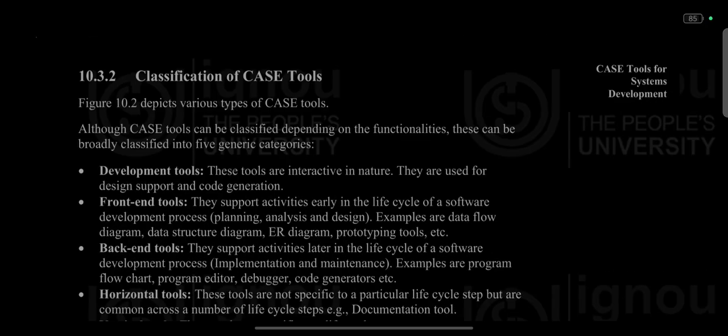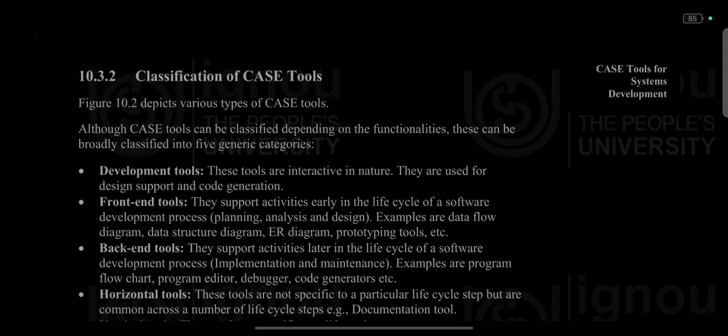Classification of CASE tools. Figure 10.2 depicts various types of CASE tools. Although CASE tools can be classified depending on the functionalities, these can be broadly classified into 5 generic categories. Development tools. These tools are interactive in nature. They are used for design support and code generation. Front-end tools. They support activities early in the life cycle of a software development process: planning, analysis, and design.